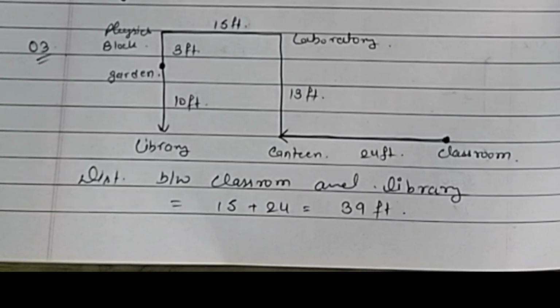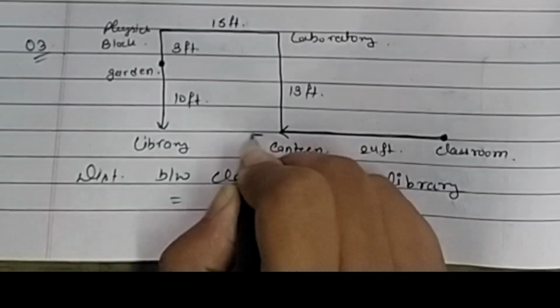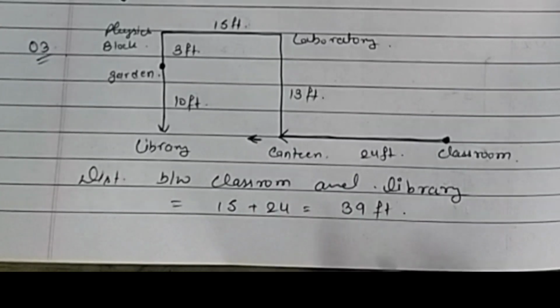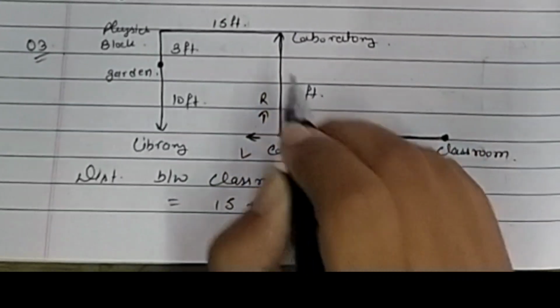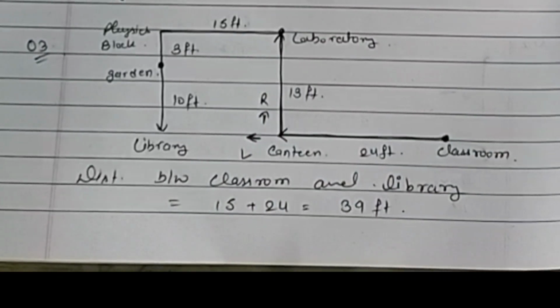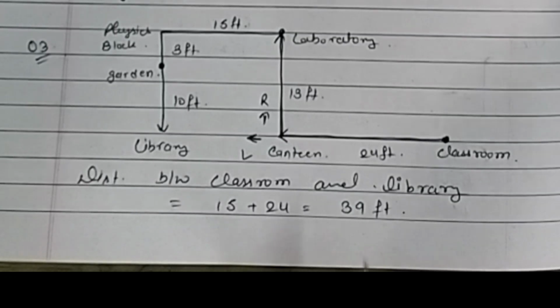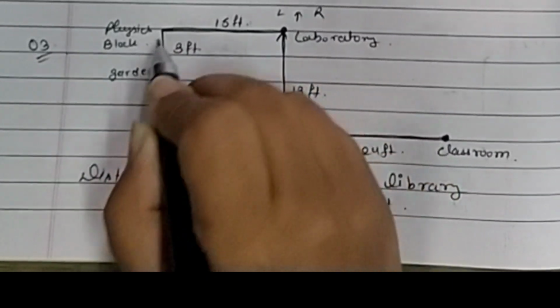After that, she took a sip of a cup of tea, took a right turn and went to the laboratory. So by facing the west direction, she took a right turn and went to the laboratory by covering 13 feet. So right will be like this and left is here. So by taking a right turn, she has covered 13 feet to reach laboratory. After that, she went to the physics block 15 feet to the left. So by facing the north direction, she has taken a left turn to reach the physics block.